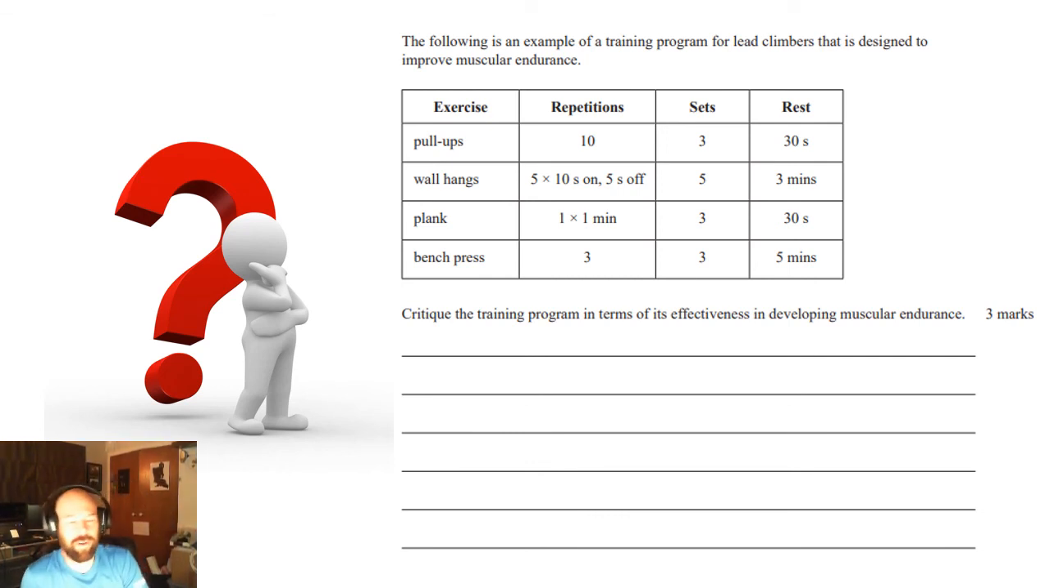Okay, so a question taken from the VCAA exam 2019. It's looking at a training program, which you're going to have to do. It's looking at lead climbers, so we're looking at rock climbing, and it's aiming to improve muscular endurance. So what you need to do is examine the information that's being given to you there, and then critique the training program. It's asking you to look for the positives, any negatives, and then what you can do to improve those negatives and turn them into something positive.